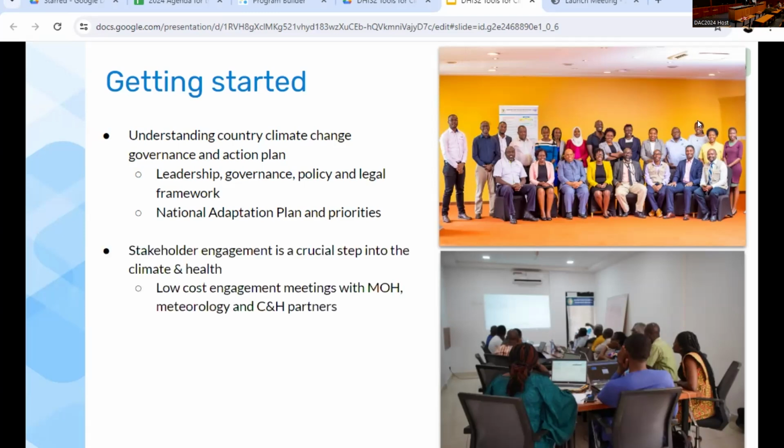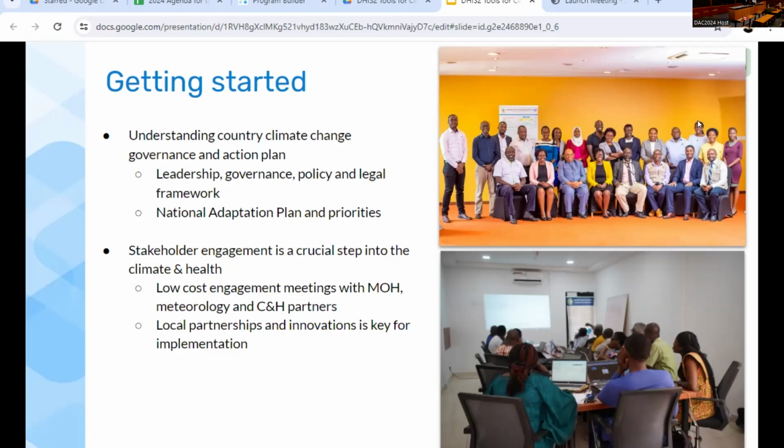But most importantly, having this stakeholder engagement. We've been able to hold one for Uganda. We worked with Rwanda, they held one. This is also a very good step to understanding what's going on in country. In that way, you get people to meet, and it helps you to understand the different stakeholders in countries. But it's important to make sure that you have at least the Ministry of Health people and the meteorology people in this conversation.